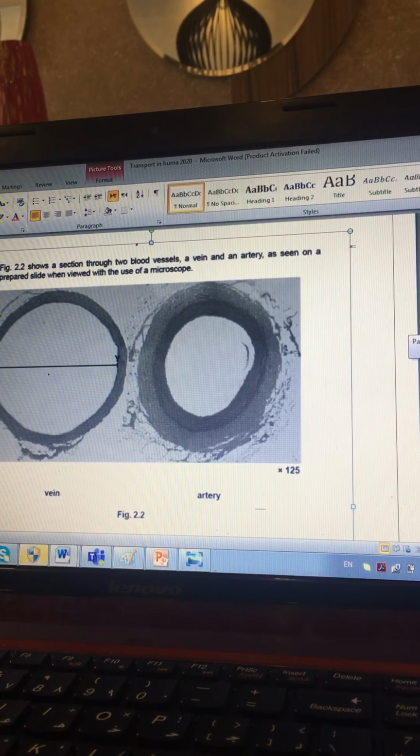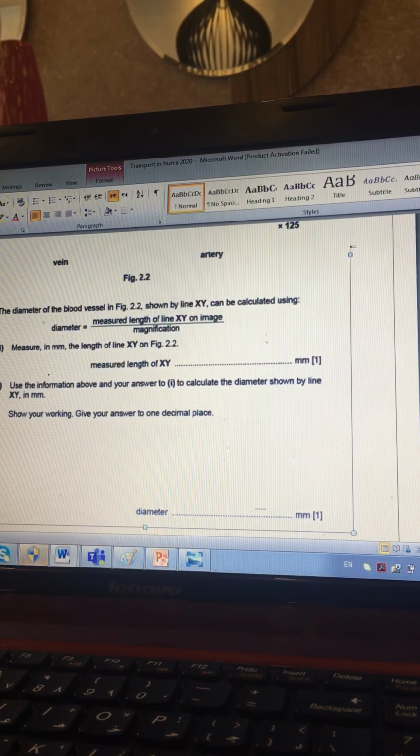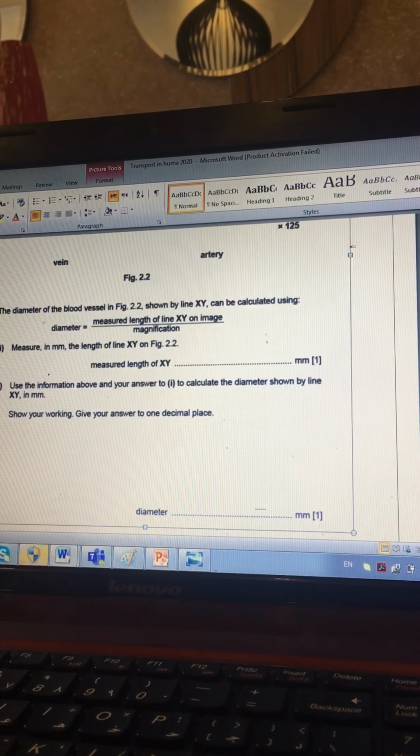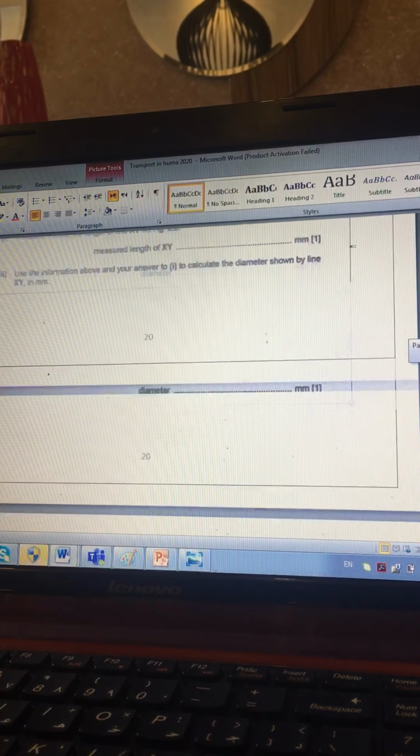So here we put magnification, which is 125, equals the one that you have in the figure, XY, over actual. Then you're gonna find it. Here you have two ones which are known to you. The magnified one, you measure it, and the magnification, which is 125, you can find out the actual diameter or the real size of it. So here, let's go to the next question.